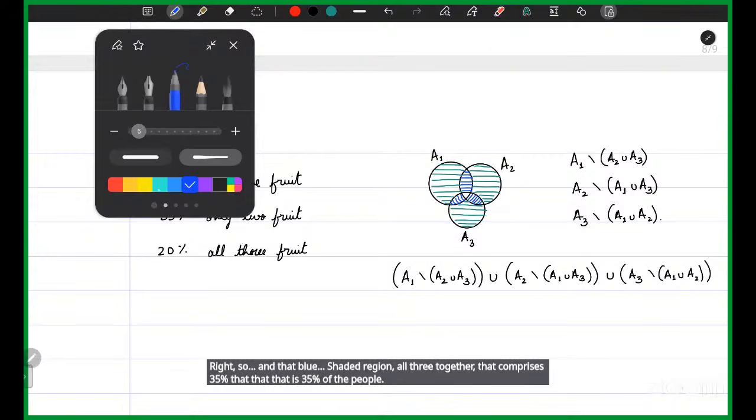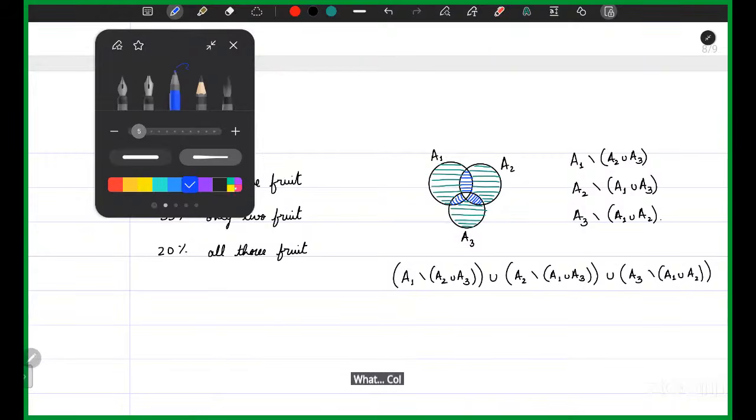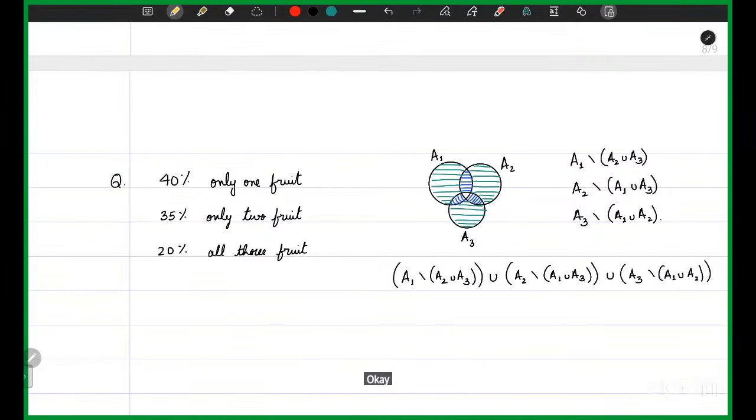What color do we use? Yellow. Okay. So that would be a bad choice.